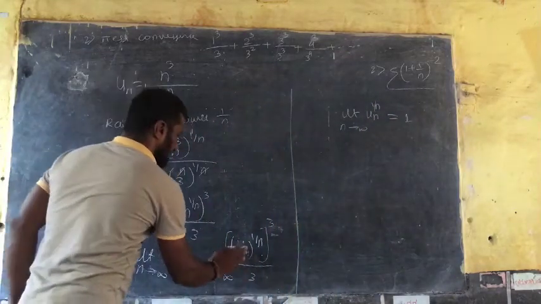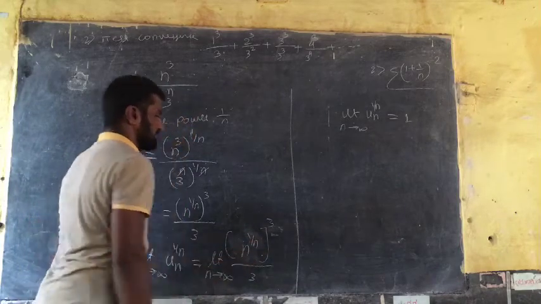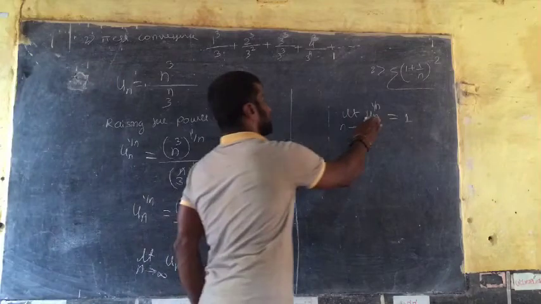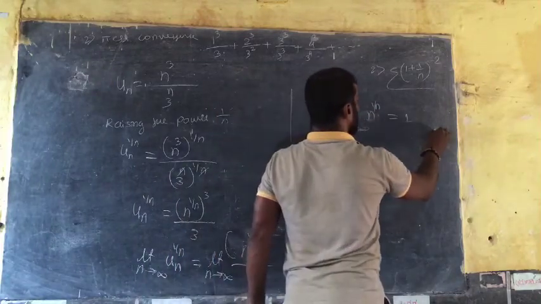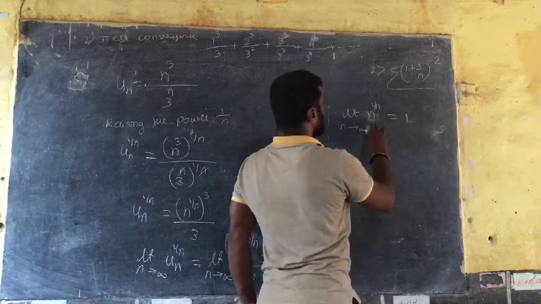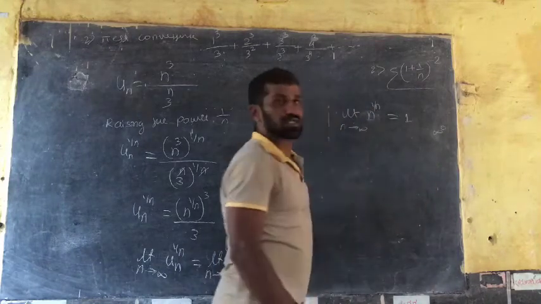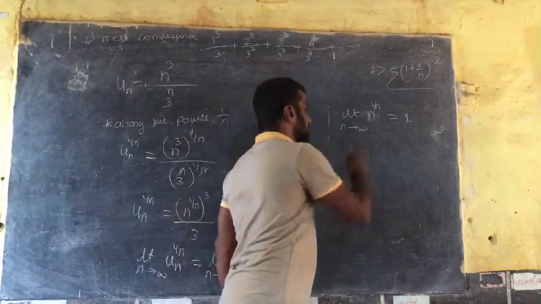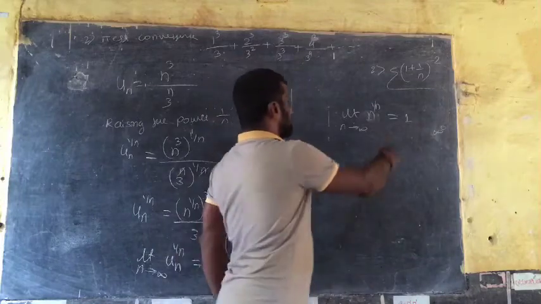Sorry, the limit of n raised to 1 by n, its value is 1. Because it is exactly the form infinity raised to 0: n is infinity, 1 by infinity is 0. Infinity raised to 0 is an indeterminate form. Apply L'Hospital rule, taking log on both sides and simplifying, that value is 1.